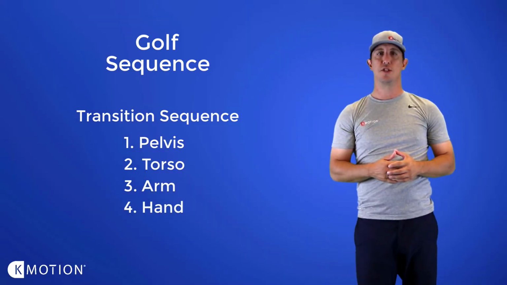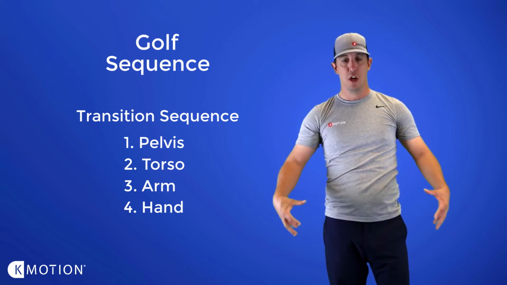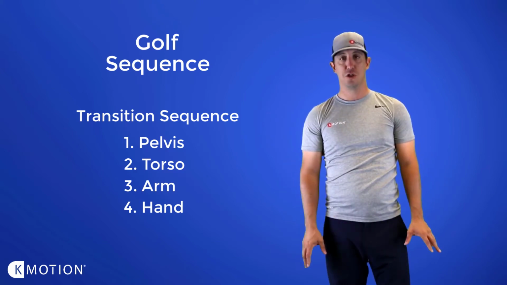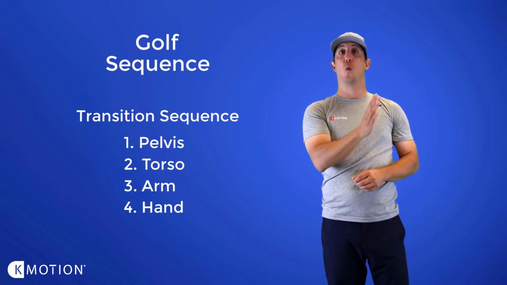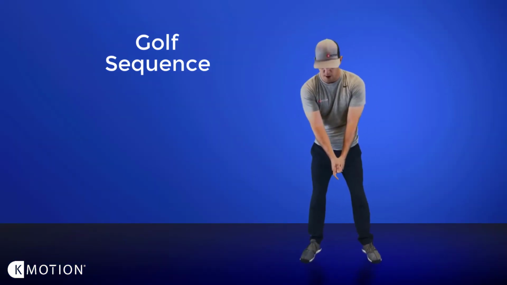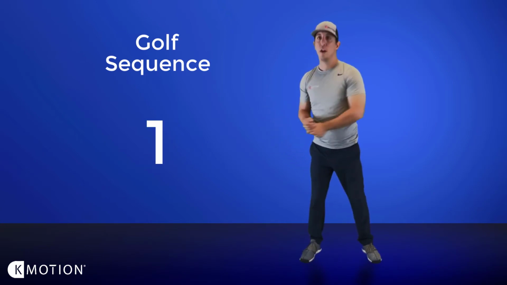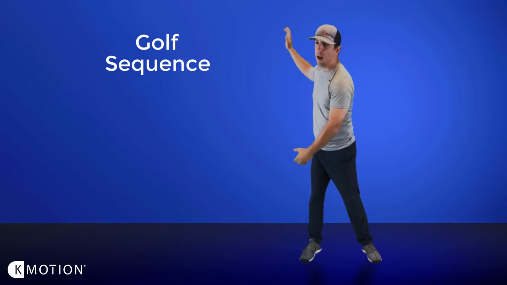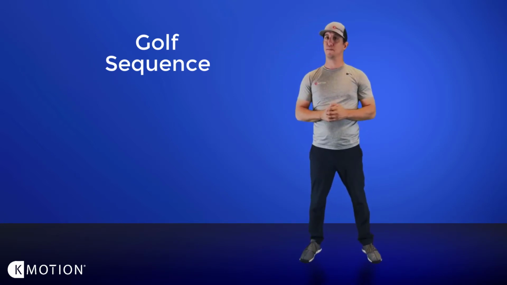We call this a 1, 2, 3, 4 sequence because pelvis is our first segment closest to the ground, then the torso, then the arm, then the hand. So it's the opposite of what we look for in the takeaway. The takeaway, remember, we want 4, 3, 2, 1. So we wind up in the takeaway and we actually create more stretch in the transition.